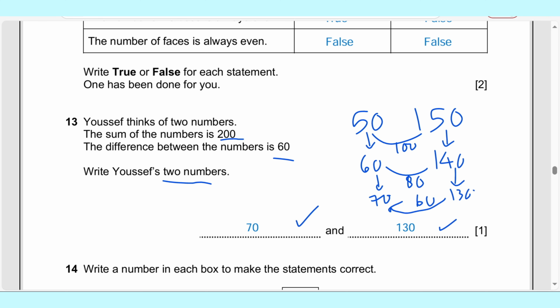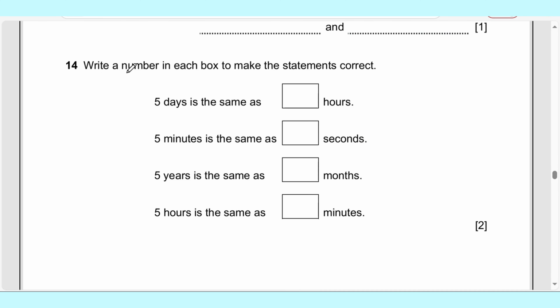Okay, let's move on. So now we got number 14. Write a number in each box to make the statement correct. 5 days is the same as blank hours, 5 minutes is the same as blank seconds, 5 years is the same as blank months, 5 hours is the same as blank minutes.